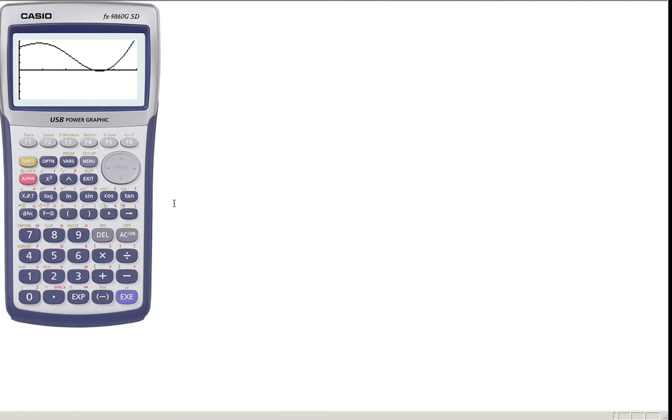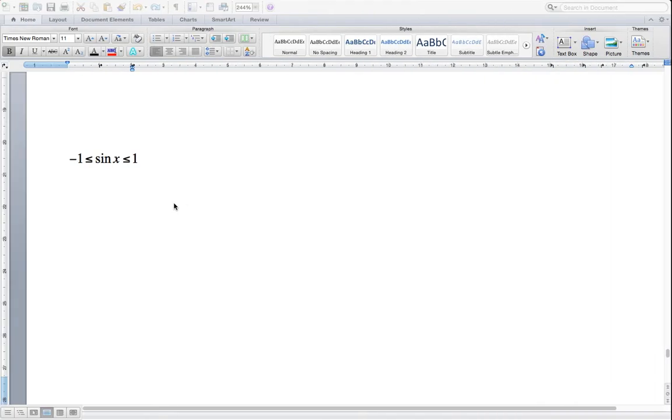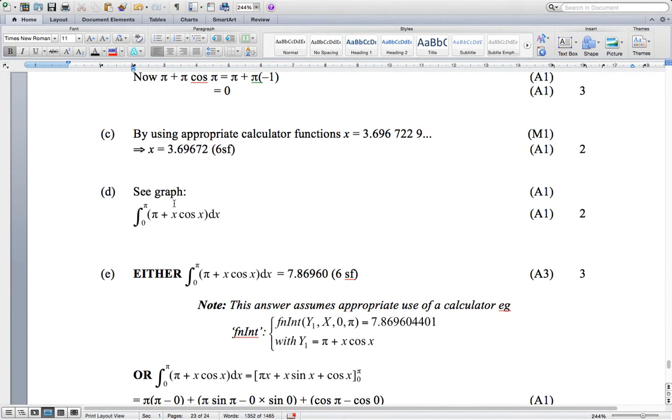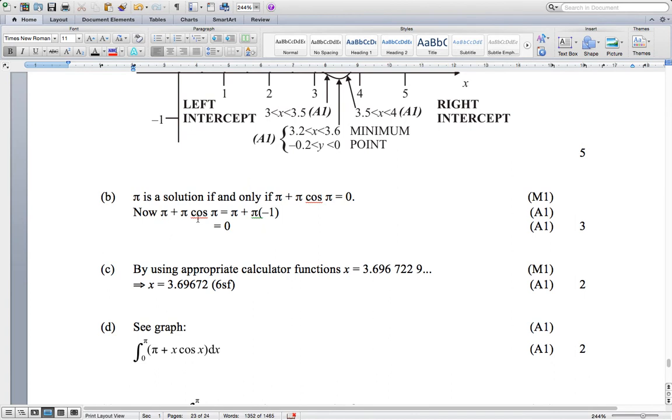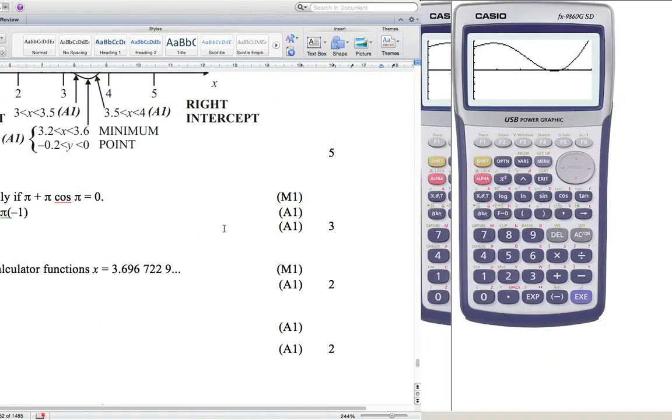So let us see the answer scheme. I think it is here. Yeah. So pi plus pi cos pi. You know that cos pi is -1. So you'll get pi minus pi, which is 0. So this is how you prove that pi is a solution without using a calculator.